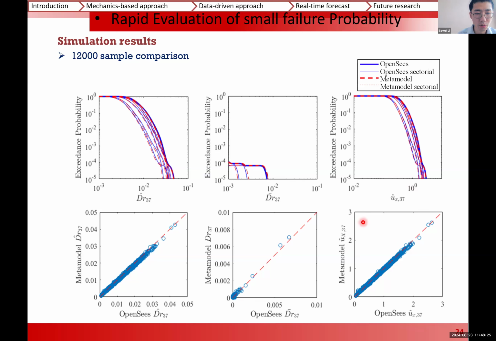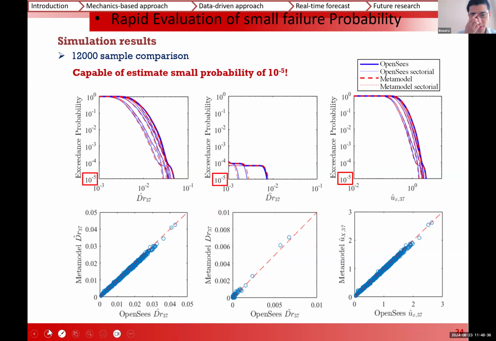As we can note, the accuracy with all the samples is pretty high, and it is pretty impressive that we are able to ensure accuracy when estimating a small failure probability, as small as 10 to the power of -5. Okay, so now here is the end of the second part.